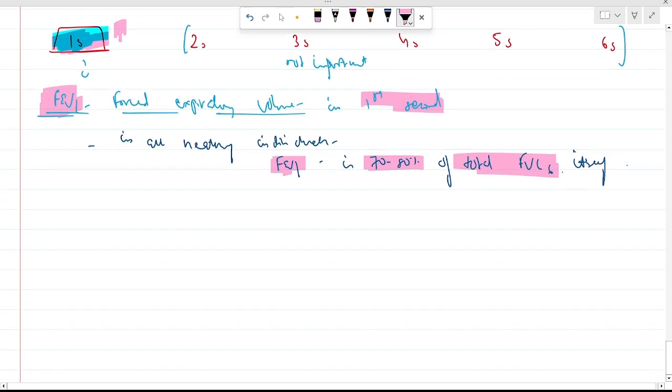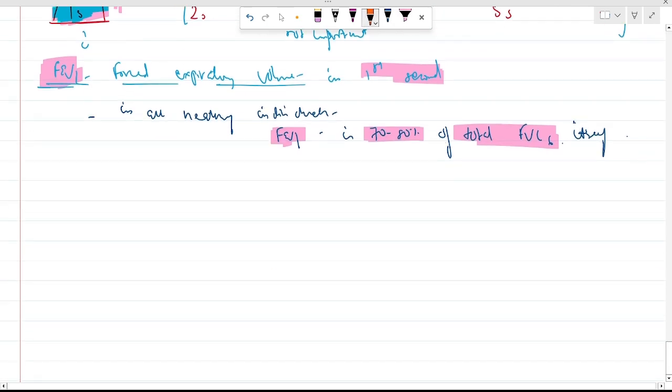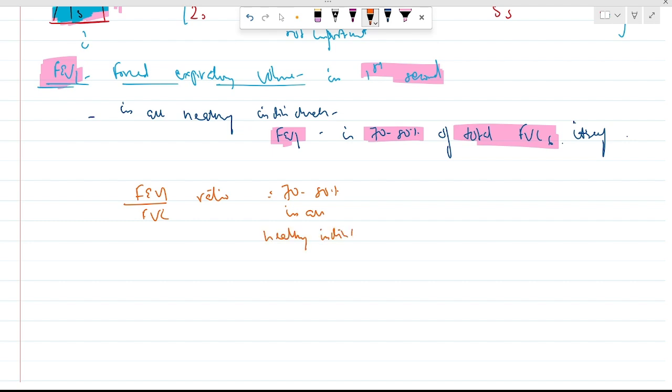So we'll take the ratio here. The ratio is FEV1 by FVC ratio. This is 70 to 80% in all healthy individuals, and in diseased individuals this ratio will get altered. It helps in diagnosis.